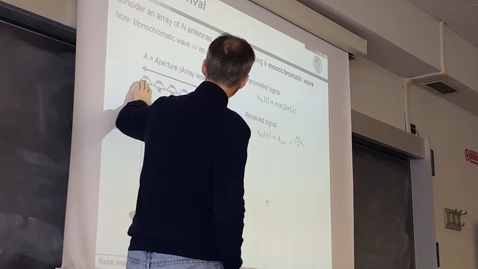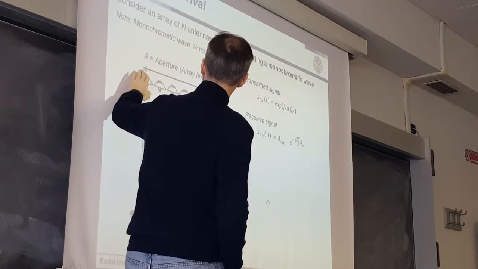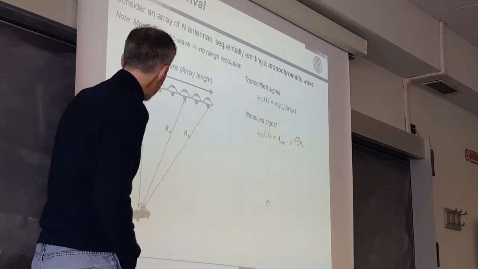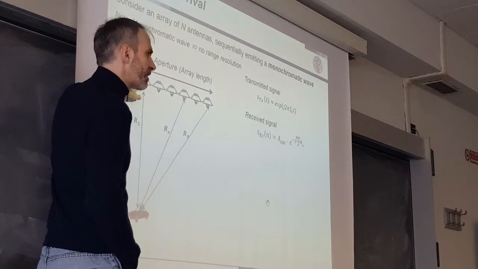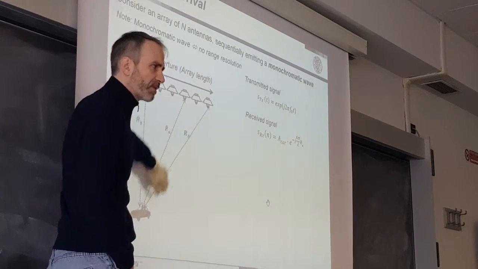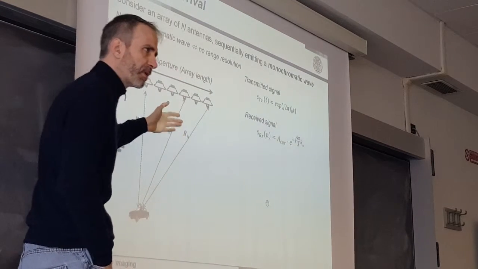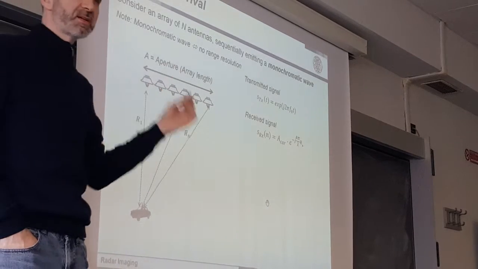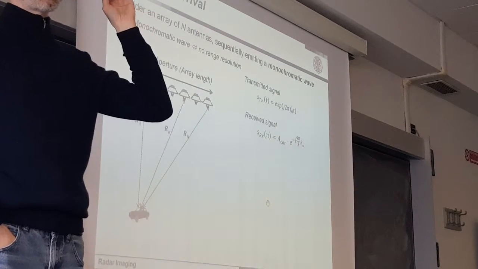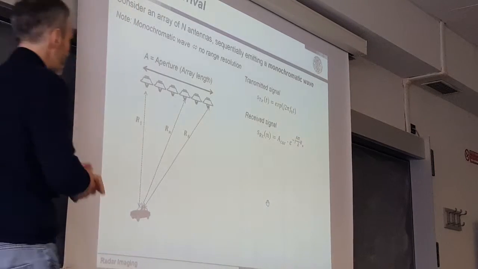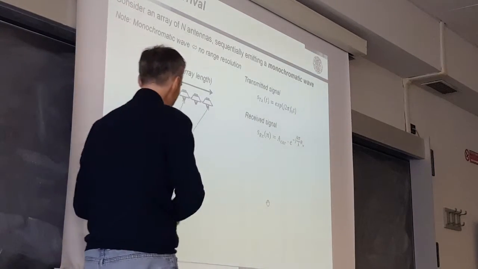Before you make confusion, this is not written here, but it is intended that I transmit and receive with this antenna, then I transmit and receive with this other antenna, and with the third antenna, and so on. So each antenna here is assumed to receive only the signal transmitted by itself. So this is not a MIMO system.